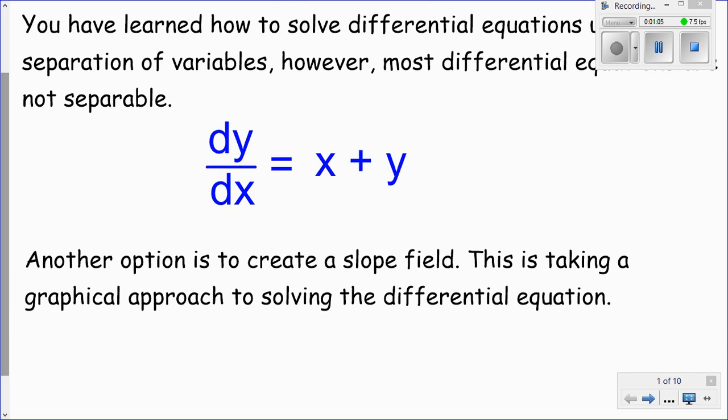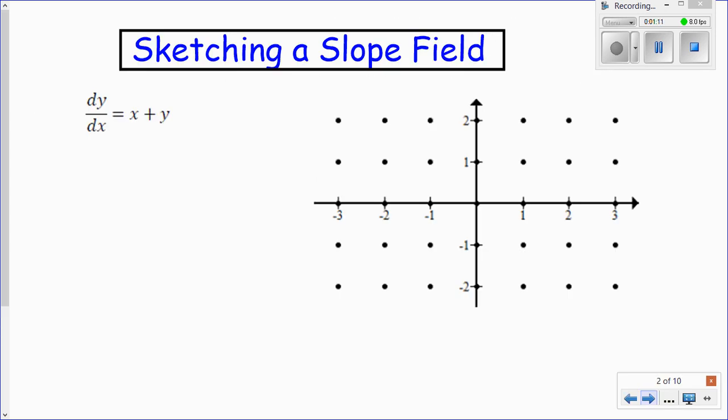All right. So remember, the derivative dy/dx represents slope. So what we're going to do is find the slope at all of these points, and draw a small tangent line that has that slope at each point. Once you have all those tangent lines drawn, you've created a slope field, and you can look at that slope field and actually see the picture, the graph of the original equation. You can see it in the slope field.